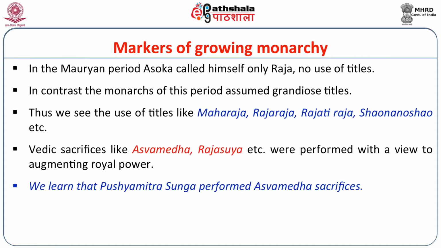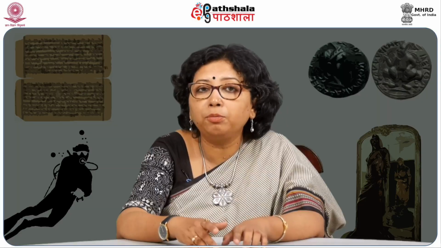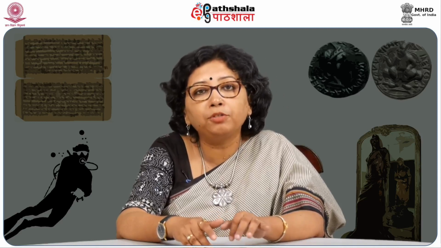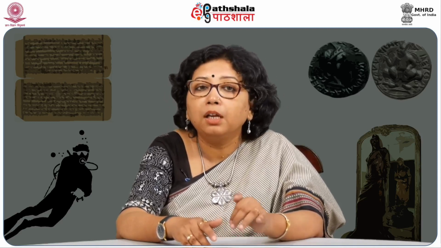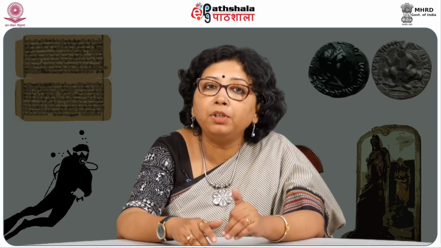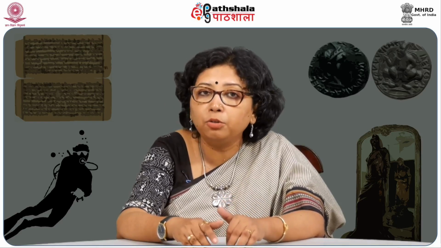And the Sunga ruler Pushyamitra Sunga performed Ashwamedha sacrifices. In one of the inscriptions of a later period, that is the Ayodhya inscription of Dhanadeva, he is known as the Ashwamedha Yajin, which means he performed the Ashwamedha sacrifice twice.